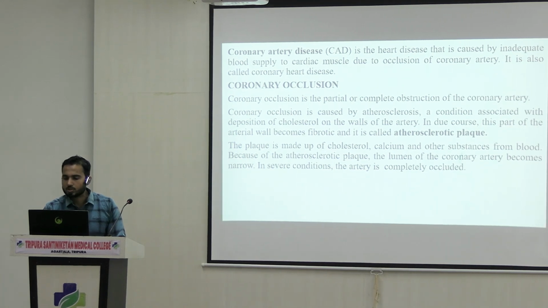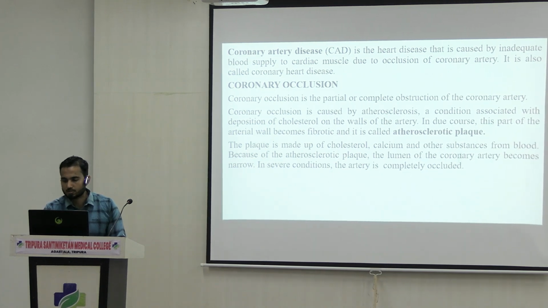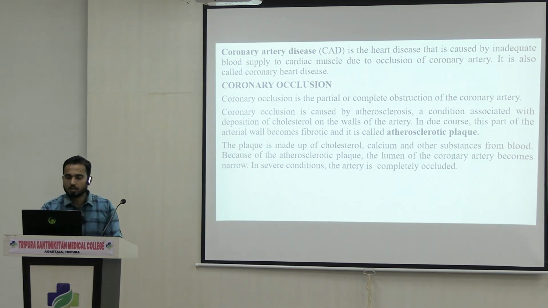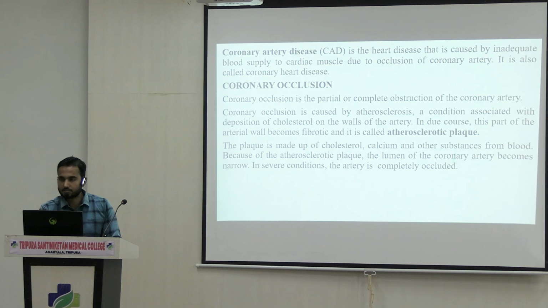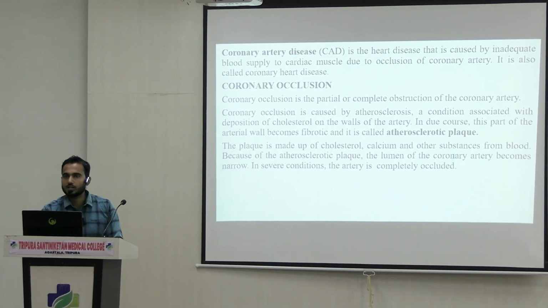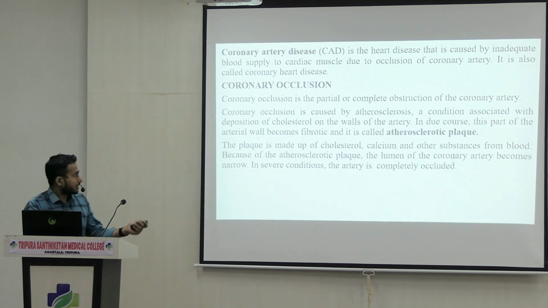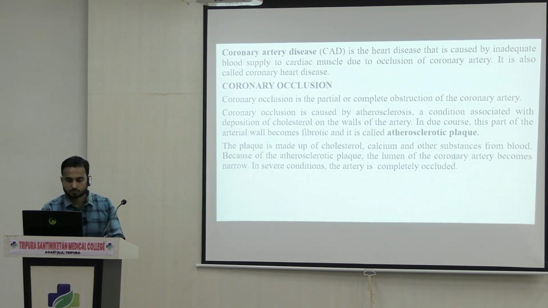When the occlusion takes place, it is mainly due to atherosclerosis. Atherosclerosis is mainly formed due to the deposition of cholesterol, along with calcium or other substances passing through the blood. Now, when fibrosis takes place, it is called an atherosclerotic plaque.